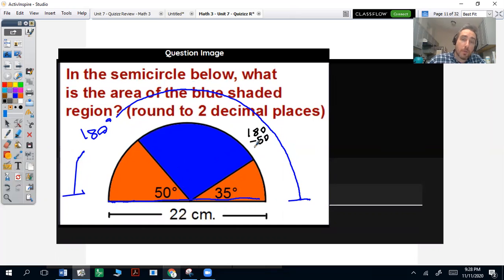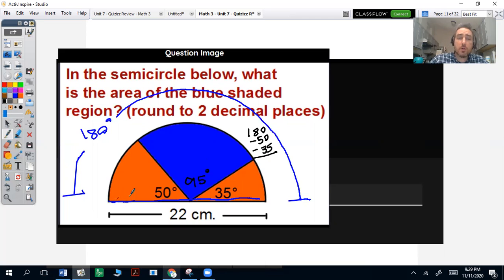180 minus 50 is 130 minus 35. 130 minus 35 should be 95. 130 minus 35 is 95 degrees. So now we have our degree measure.